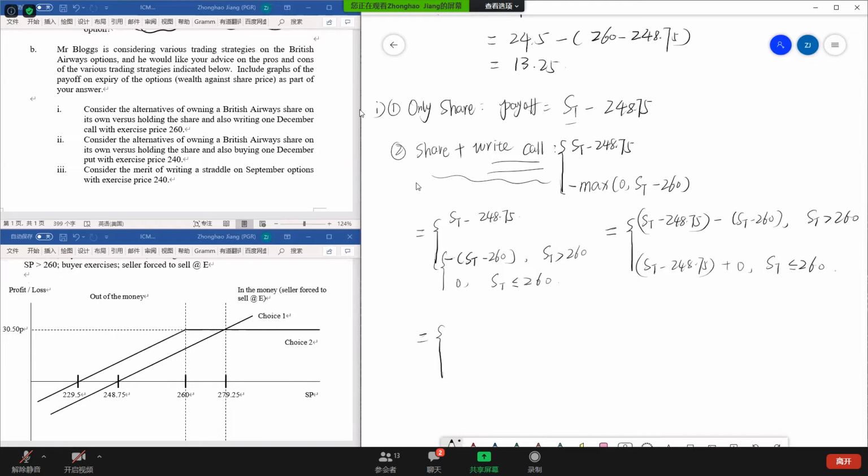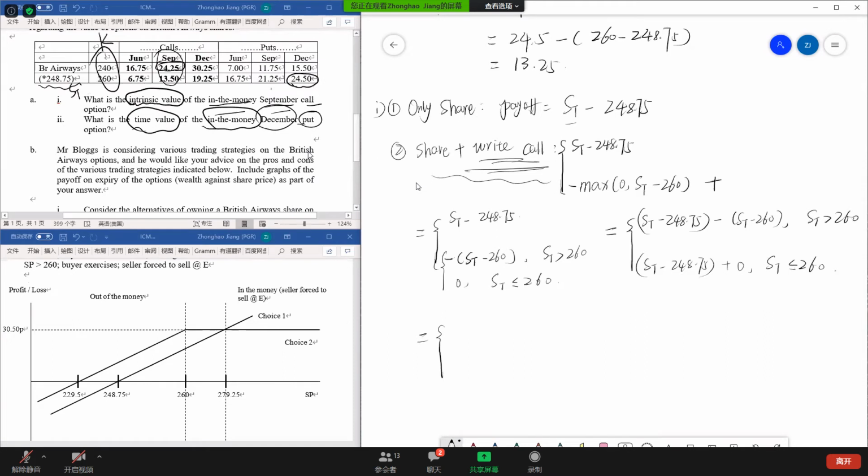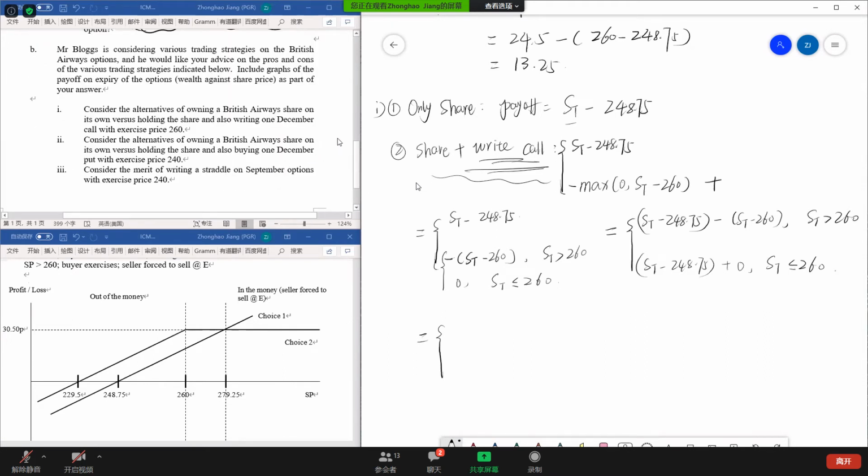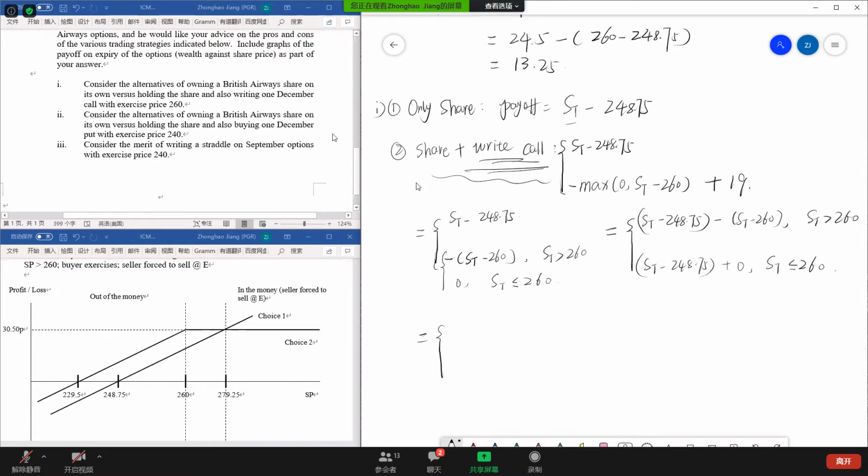Oh, sorry, because we write a call, we will receive the price of the option, so we have to add the price of the call option, which is 19.5 here, and plus 19.